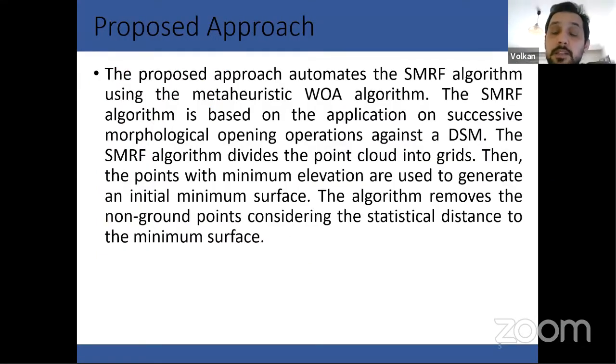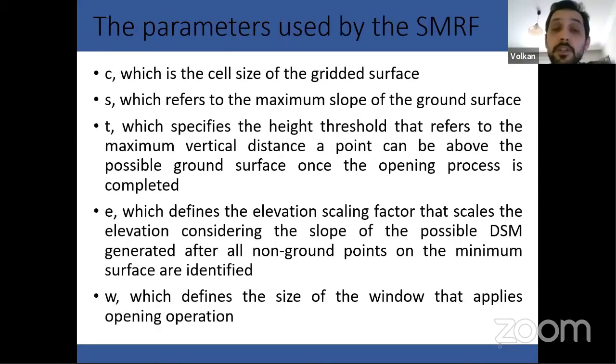The SMRF algorithm applies a number of morphological opening operations against a DSM. And then a minimum elevation surface is produced using the points with minimum elevation. Non-ground points are iteratively removed considering the distance to the minimum surface. The SMRF algorithm used here has five parameters, and these are the parameters. We have a parameter C, which is the cell size of the gridded surface. S is the maximum slope, T is the height threshold, E is the elevation scaling factor, and W is the size of the window that applies the opening operation.